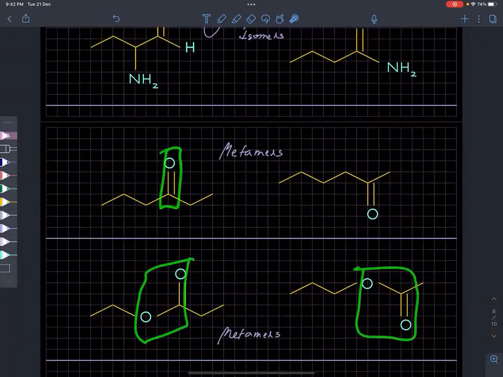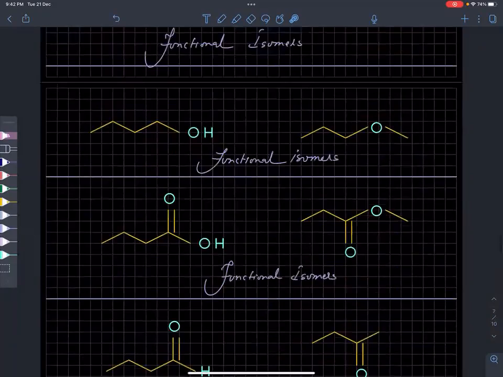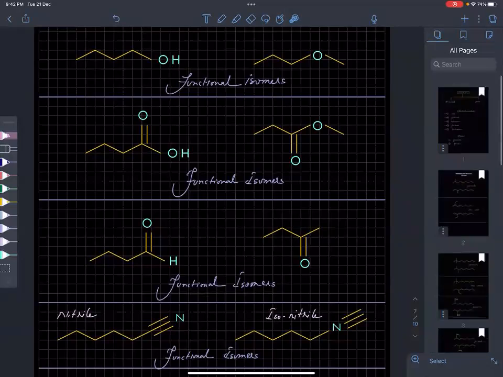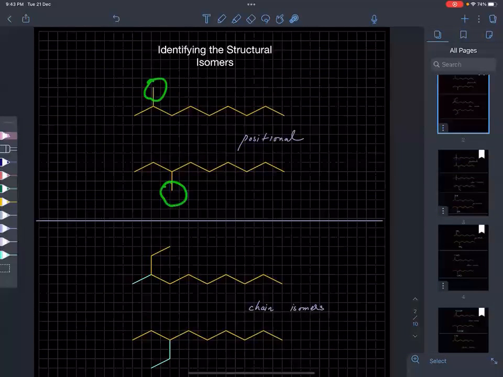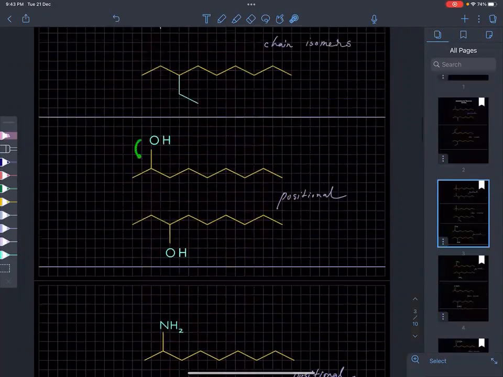Whereas in positional isomers, if you see, page number 7, this thing will not sit in between the chain. It will be attached to the chain. There is no carbonyl carbon here, just a normal sp3 carbon, a branch. Again, this OH is attached to the chain. It is not sitting in between the chain. There is no different carbon here. This is a normal sp3 carbon only.